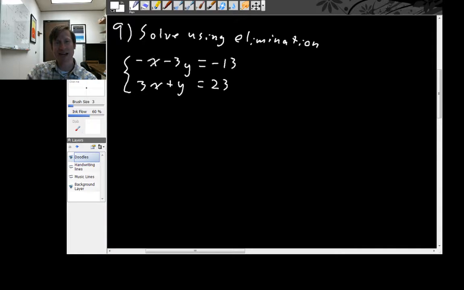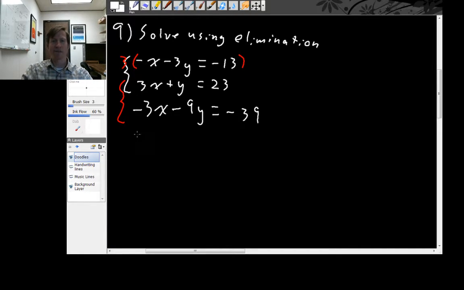So if you look at the x's, if we multiplied this first equation by 3, this would turn into negative 3x, and that would cancel this 3x. So let's multiply this first equation by 3. That makes this first equation negative 3x minus 9y equals negative 39. Okay, and now we'll take these two equations, these two here, and we'll add them together.